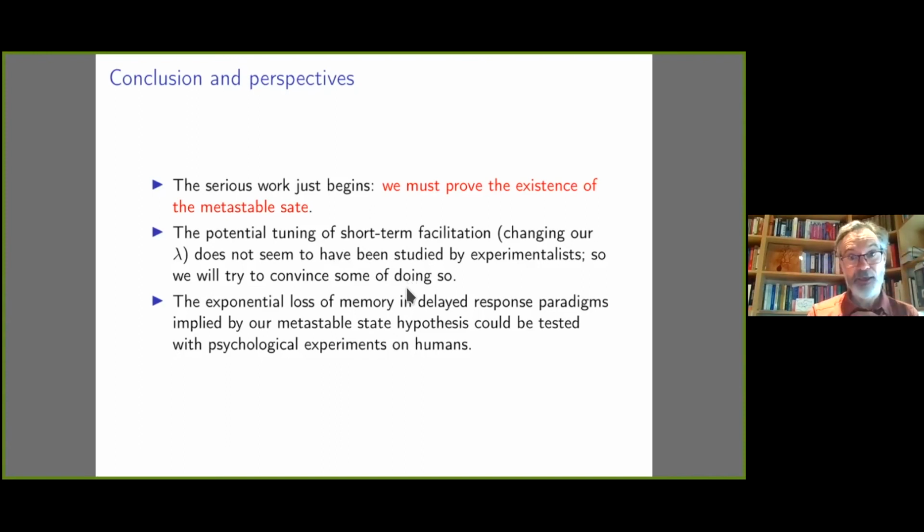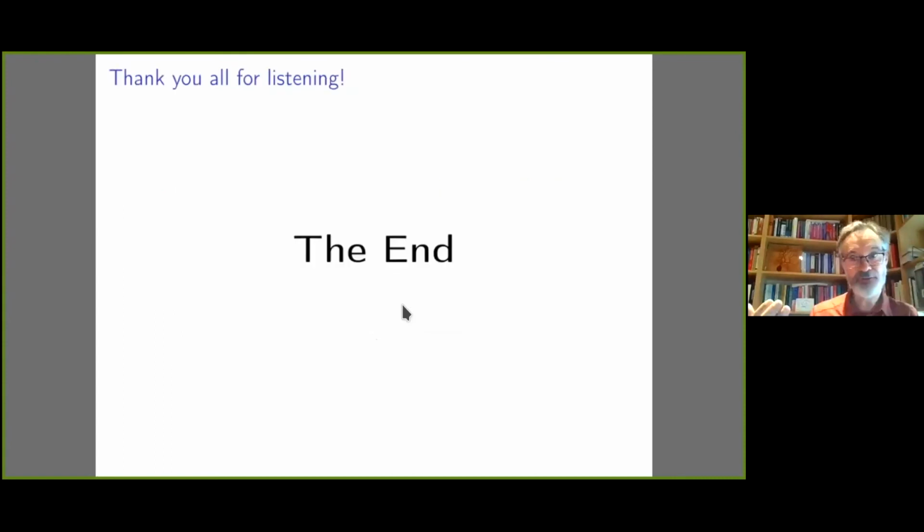And then if our hypothesis is right that this delayed response is due to this self-entrained mechanism driven by short-term facilitation, then that means we should lose memory, so start making mistakes more and more frequently in an exponential way as the delay between the cue and the signal increases. And that could be tested with psychological experiments on humans. And with that, I thank you all for listening, and I'm ready to answer or try to answer your questions.